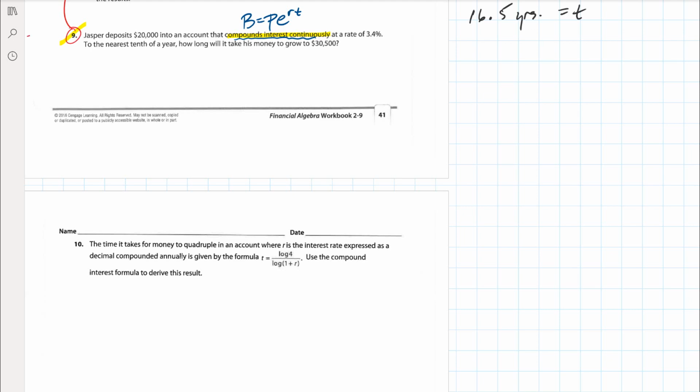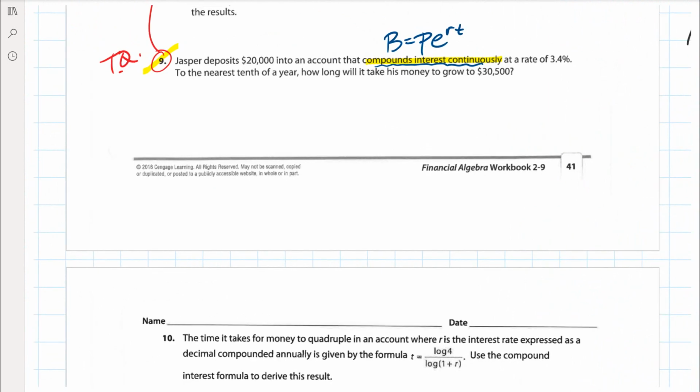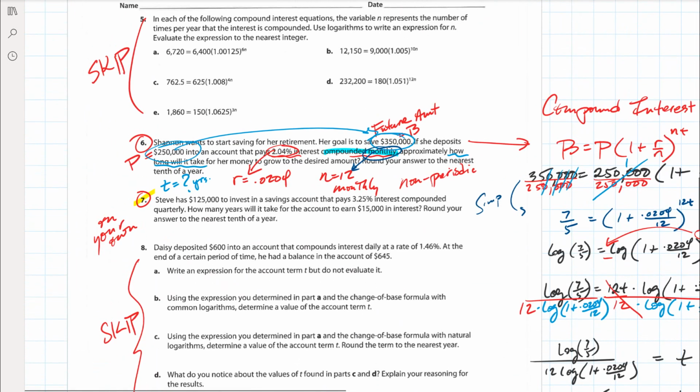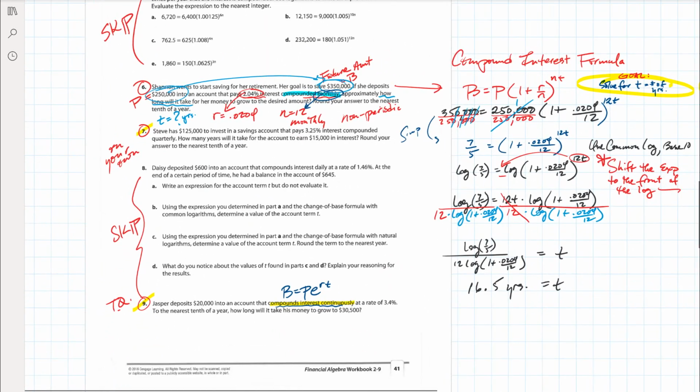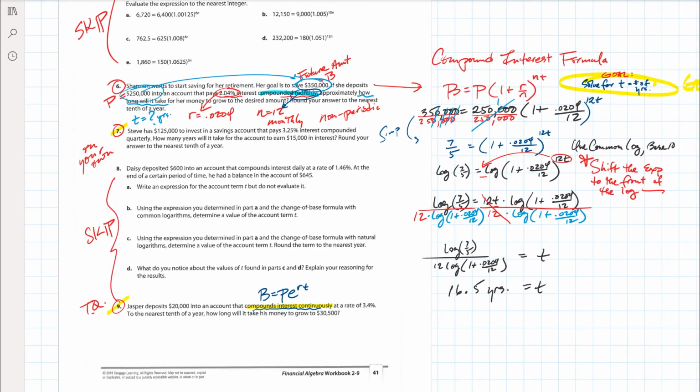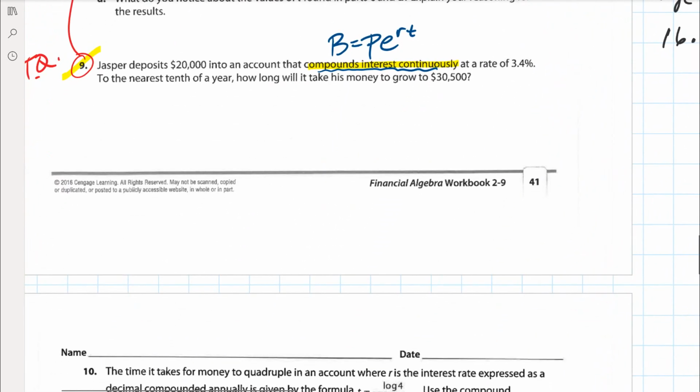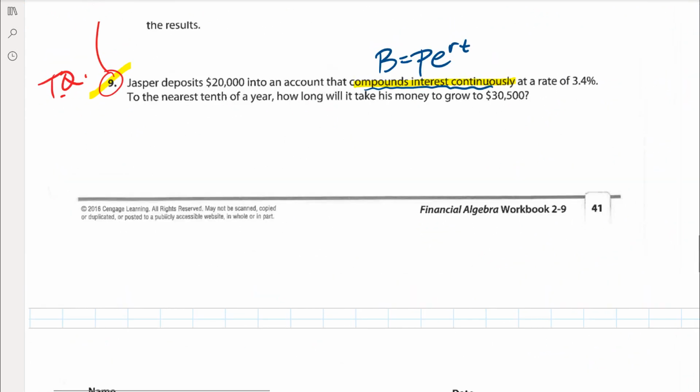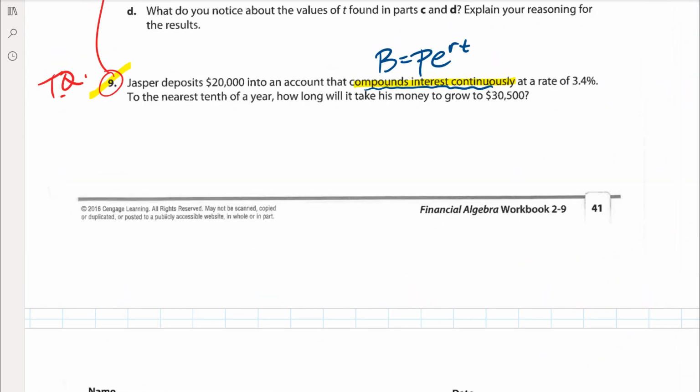Number 9, test question. Instead of using the regular compound interest function that we used earlier in number 6 and number 7, this is a compound continuous function. And when you compound continuously, you have to use the compound continuous function, which you see on the top of the screen. Jasper deposits 20,000, so there's your principal, at the rate of 3.4%, so 0.034 as a decimal, to the nearest tenth of a year. So t equals some number of years.